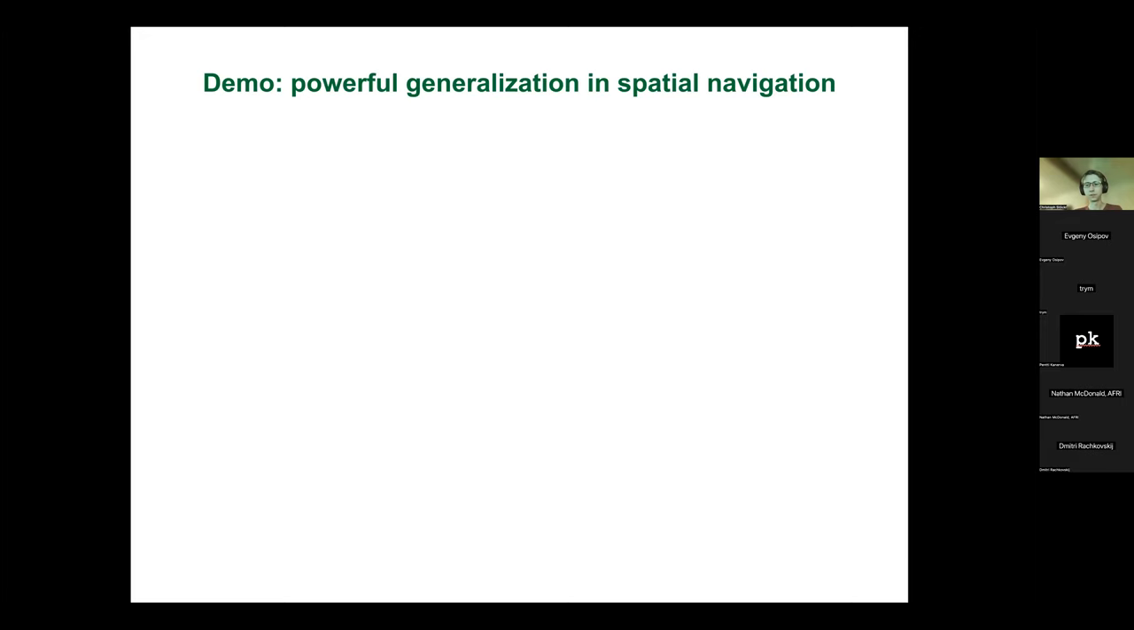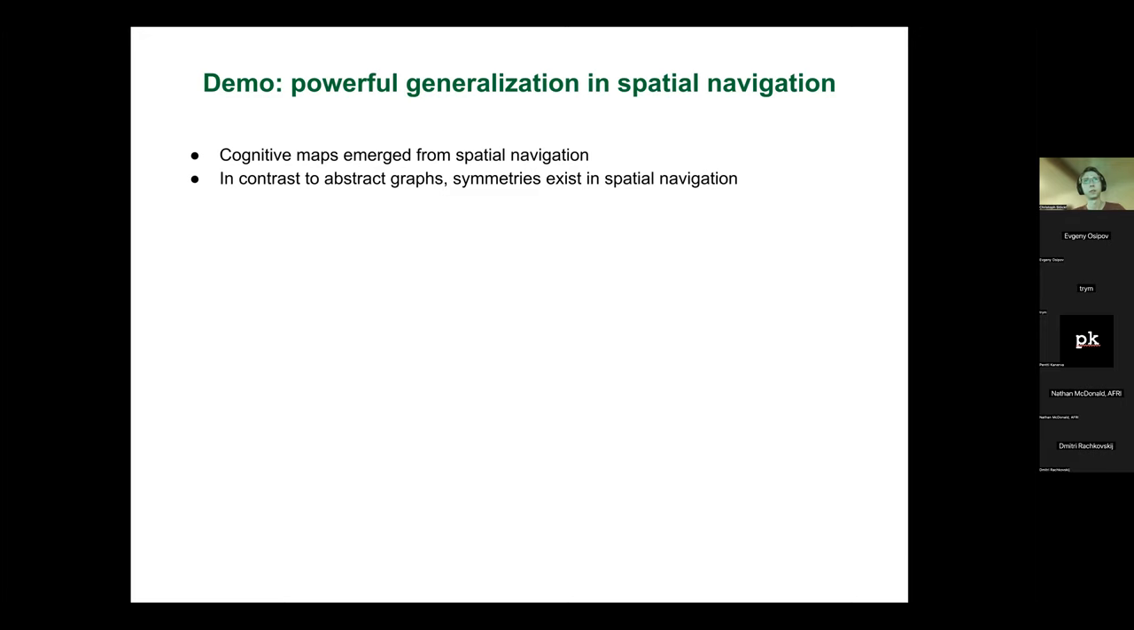Now, apart from abstract graphs, there are also other tasks that this model can handle. One of them is spatial navigation, which is not really surprising because the whole concept of cognitive maps emerged from spatial navigation. And here there are some differences to abstract graphs because in spatial navigation, symmetries exist. So you can exploit symmetries to some extent. So basically taking actions in different parts of the environment will have a similar effect, which is not the case for abstract graphs. So now we consider a 2D environment in this task where there are four actions, which I will just call A, B, C, and D. The CML initially has no idea what they really do, what they mean.